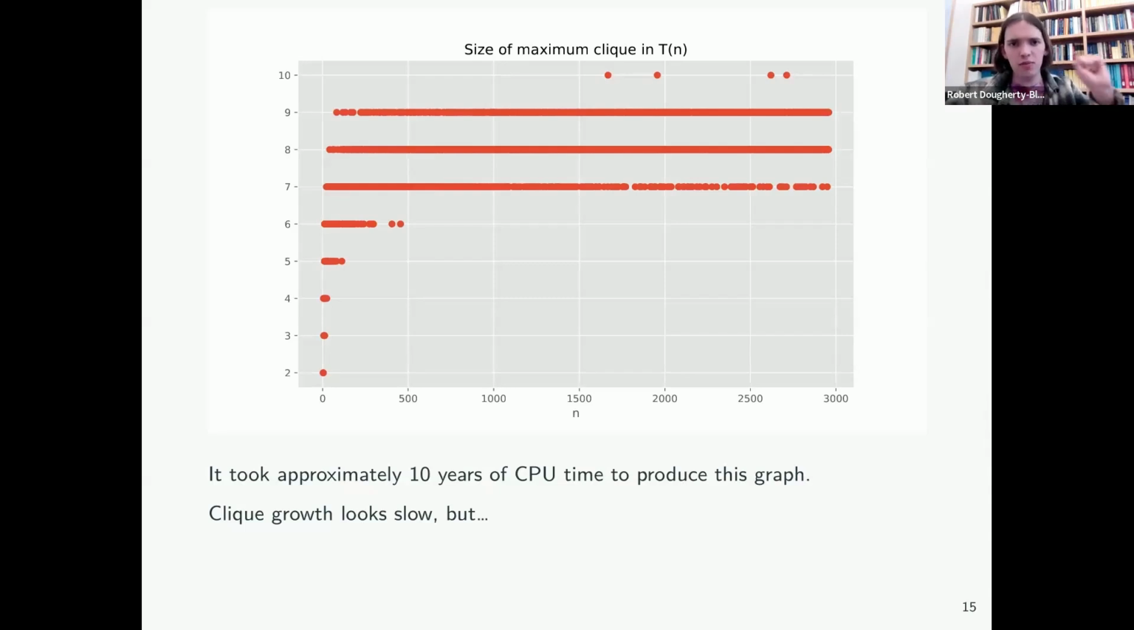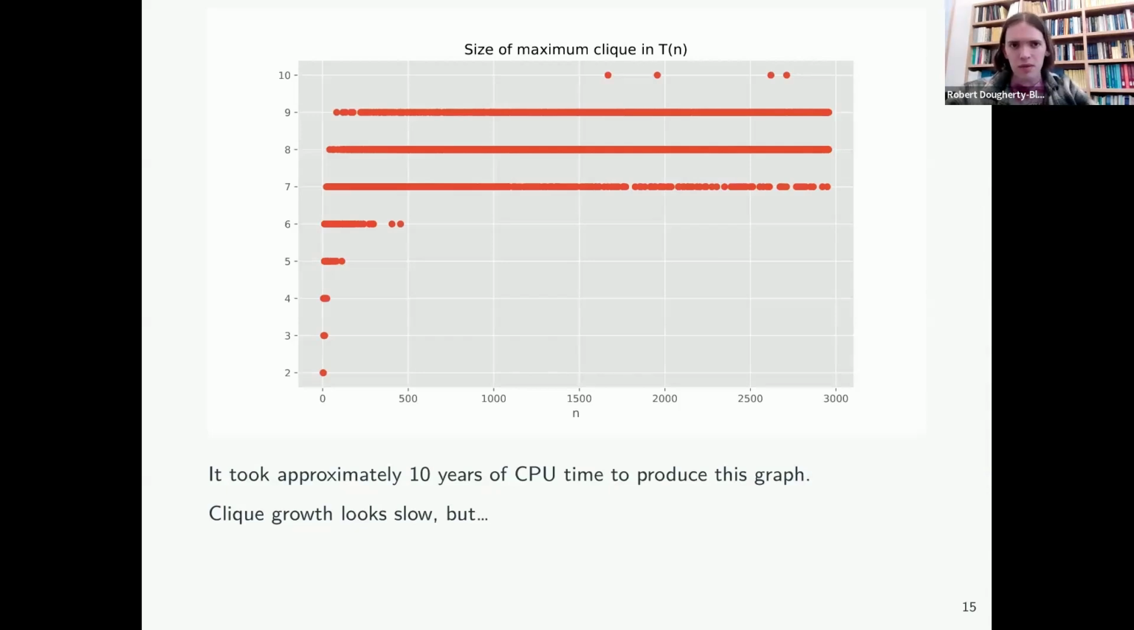Every n here is a single point. So even though it looks like those are solid lines at 7, 8, and 9, those are actually just many, many n's clustered. So they sort of bounce around between 7, 8, and 9 from n equals 500 up to about 3000. You do notice there are exactly 4 points where we go above 9. Yeah, there are 4 points at 10. But for the most part, it looks like the growth of the clique number is extremely slow.